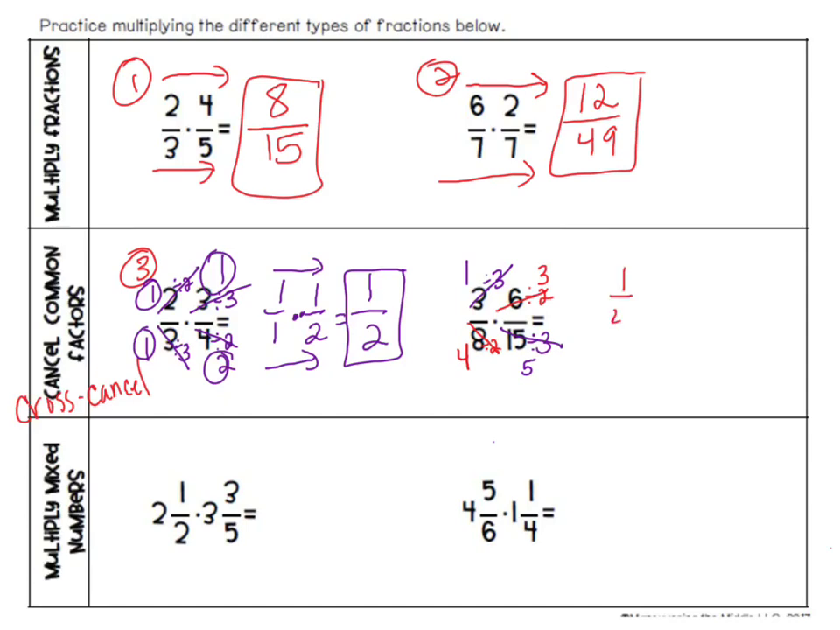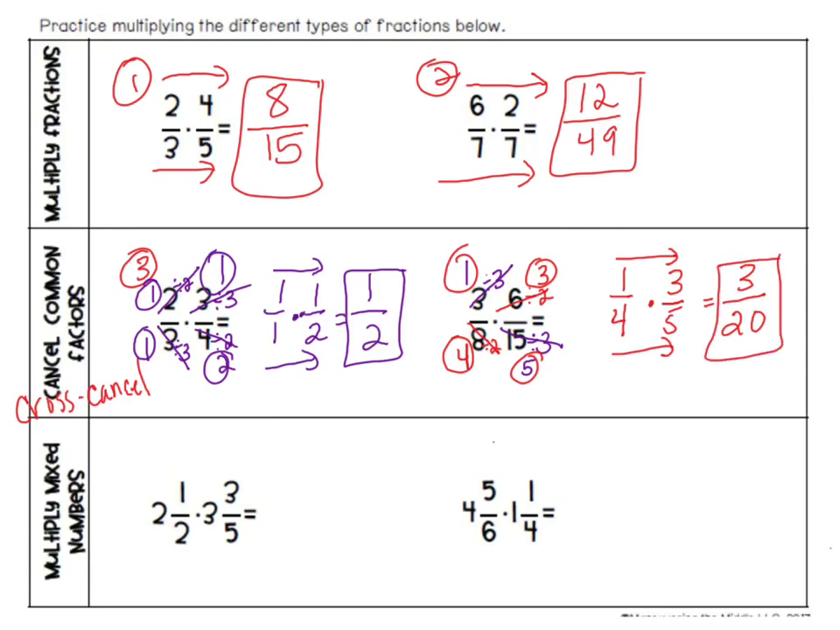So now I have 1 over 4 times 3 over 5. I'm using the numbers that I have cross-canceled to, that I have simplified by. And now let me multiply straight across. 1 times 3 is 3. 4 times 5 is 20. 3 over 20. 20 cannot be divided by 3, so this is definitely in simplest form.